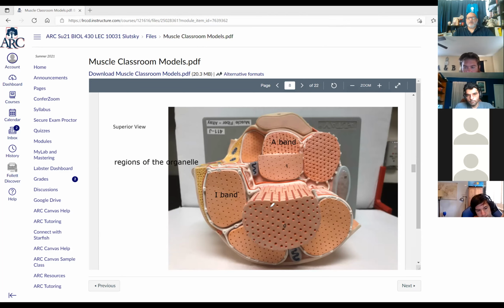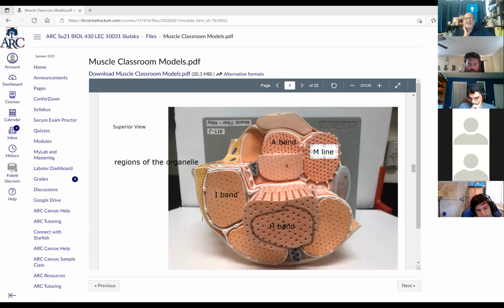Conversely, what do we see going on here? Only thick. Only thick. So what does that make this? The H band. H band or H zone. Both terms are acceptable. And then here where they're interlocking? Excellent.